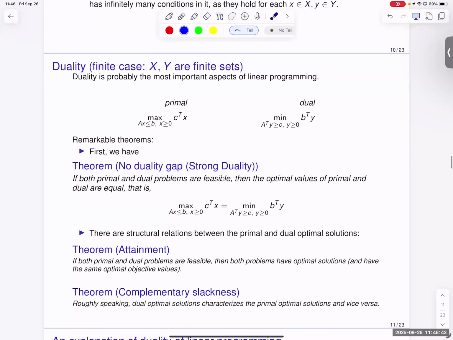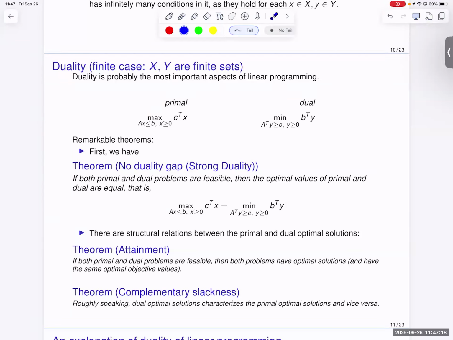Okay. Now, in linear programming, probably the most important and non-trivial concept is duality. And in my opinion, duality is also probably the most fundamental feature of optimal transportation. Okay? And some people may not agree.